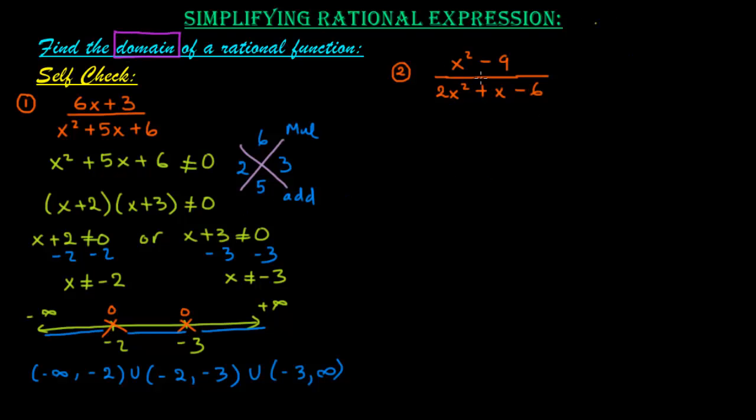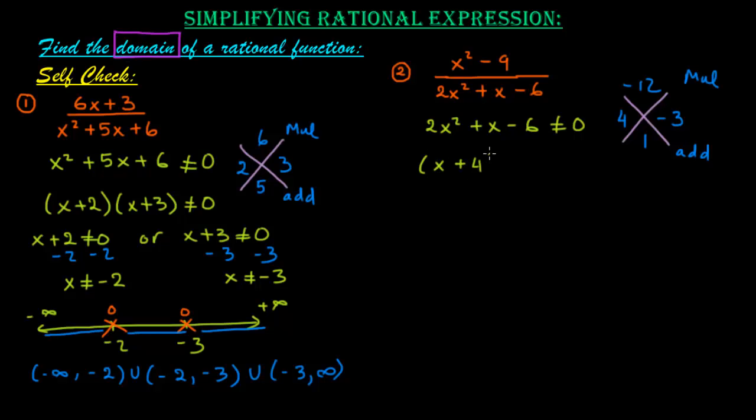So it's the same idea for problem 2. You set the bottom not equal to 0, and we do the diamond form. First times last, 2 times negative 6 gives me negative 12. The middle number is 1. So the pair that multiplies to negative 12 and adds up to 1 is 4 and negative 3. My next step is to write them both in the answer form, x plus 4 times x minus 3.